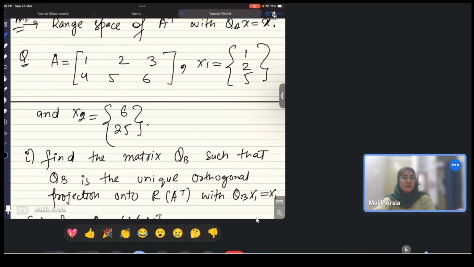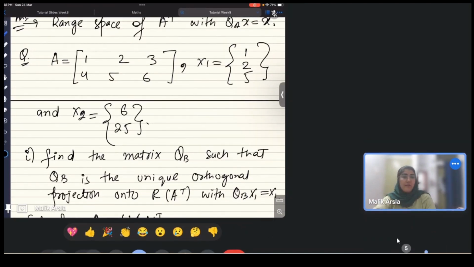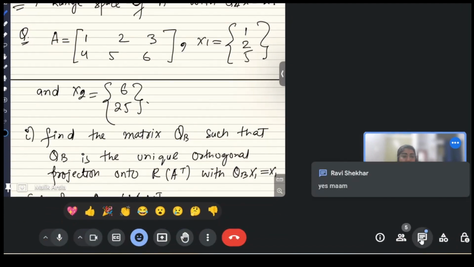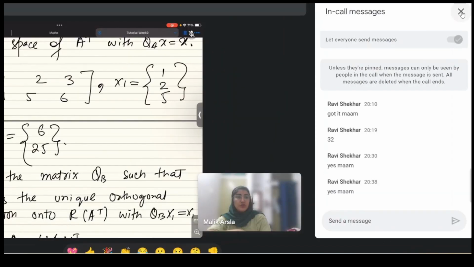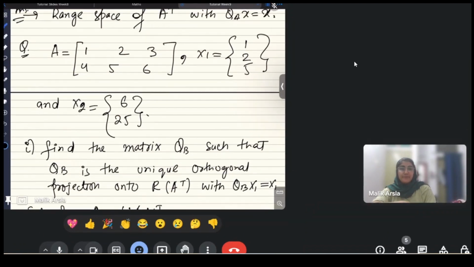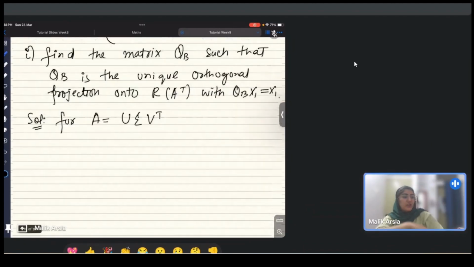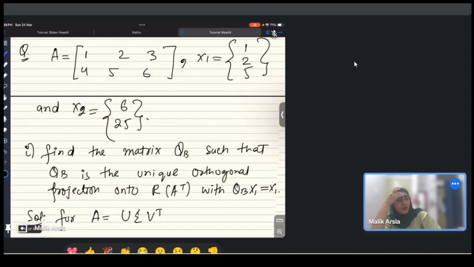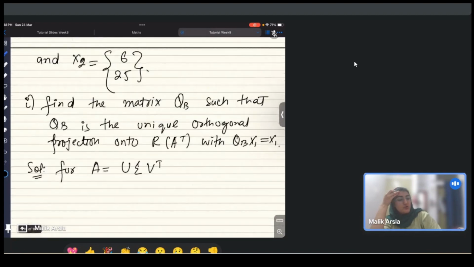Am I audible? Yes, ma'am, audible. Okay, so please find out the singular value decomposition for A. You have been given the A matrix, you can find U, sigma, and V transpose. Basically, you need to find the V transpose so that we can write QB as what? QB equal to V into V transpose.